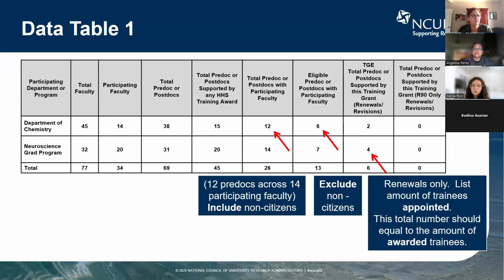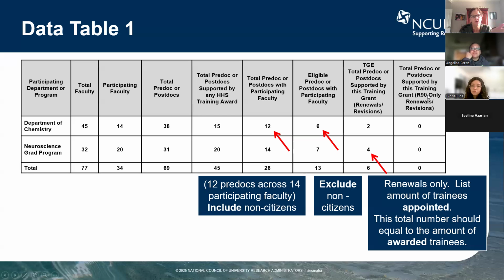And then this one is training grant eligible pre-docs supported by this grant. So whatever grant you're currently working on, say for the Department of Chemistry, you can see, okay, two of our slots are taken up by two students in the Department of Chemistry. And then there's four slots in neurosciences. So we have six slots total on this pre-doc application. Let's just say this is a renewal. So obviously if this is a new application, you wouldn't be filling this out.